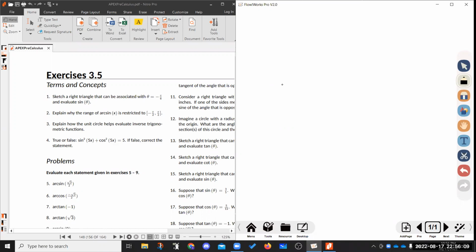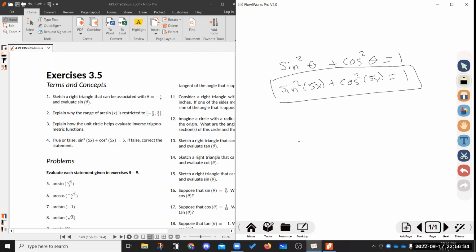Number 4, true or false, sine squared of 5x plus cosine squared of 5x is equal to 5. That's false, because sine squared of anything plus cosine squared of that same anything is always equal to 1. So we're going to change this to say sine squared of 5x plus cosine squared of 5x is equal to 1. That's going to be the corrected version of the statement.